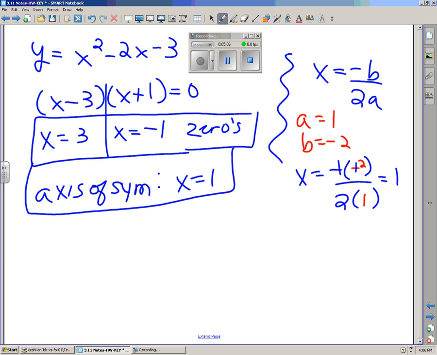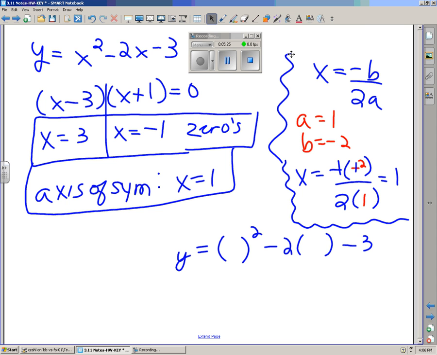Last part. The last part is we need to now find what the vertex is. To find the vertex, I go back to the original equation, and wherever I see an x, I plug in a 1. So in the regular equation, I'm going to get y equals x squared minus 2x minus 3. Remember, the axis of symmetry is 1, so I dump in a 1 in both of those places.